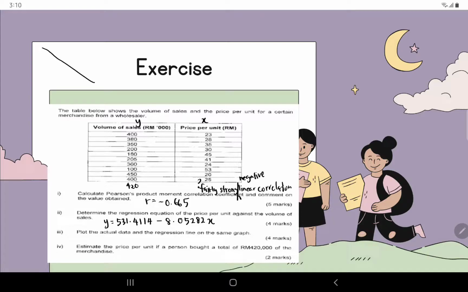So number 4, kita nak estimate what is the value of X when our Y is 420. So Y yang kita masukkan 420. Okay, 420 sama dengan 531.4114 minus 8.05282 x. So please find what is our x. X ni yang dapat jawapan dia, price per unit. So that's how we solve these questions.